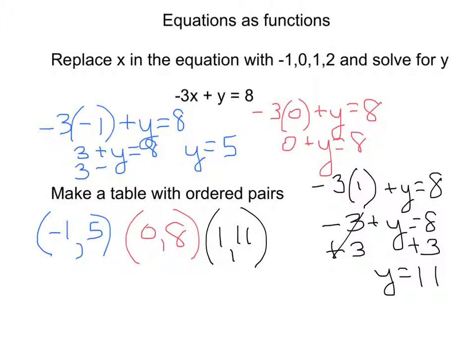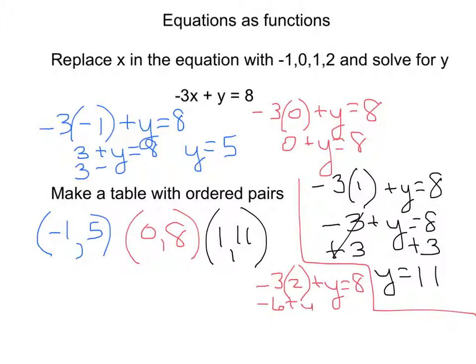And for the last example, you replace it with 2. So -3 times 2 plus y equals 8. Sorry, everything's kind of running together. -3 times 2 is -6, plus y equals 8. And then you add 6 to both sides.